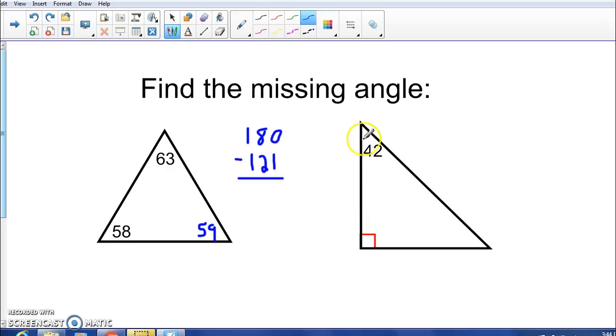In our other triangle, we only have one number, 42, but we also have another angle measurement. This bottom right corner has a box. Remember, that means 90 degrees. That's a right angle. So we have 90 degrees and 42 in this triangle so far, which is 132 degrees. Let's do the same thing. We're going to subtract that from 180, the total number of degrees, and we should get that this missing angle equals 48 degrees. That's how you can find any missing angle in any type of triangle.